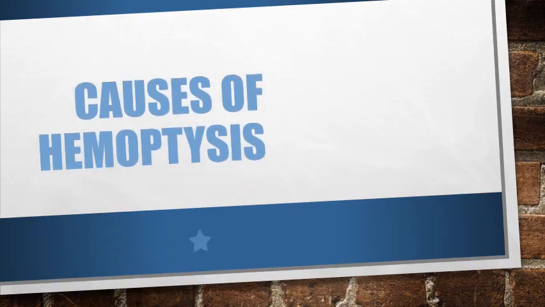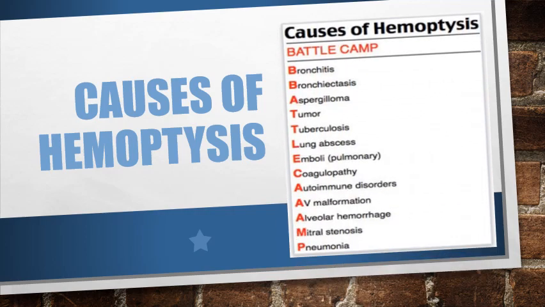So at the end of our lectures, we must know lastly what is the cause of hemoptysis as a main alarming sign you may face in the ER. The cause of hemoptysis can be summarized in the word BATTLE CAMP: bronchitis, bronchiectasis, aspergilloma, tumor, tuberculosis, lung abscess, emboli, coagulopathy, autoimmune disorders, AV malformation, alveolar hemorrhage, mitral stenosis, and pneumonia.